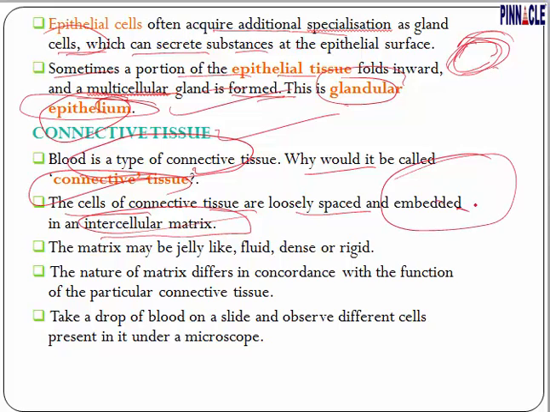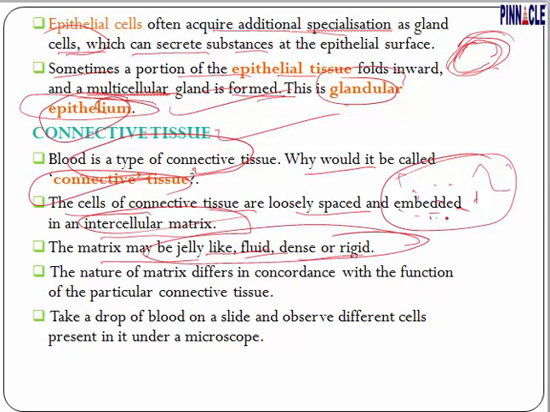This is the matrix, and the cells are embedded in it. The matrix may be jelly-like, fluid, dense, or rigid. This matrix may differ in shape or content. The nature of the matrix differs in accordance with the function of the particular connective tissue. It depends on the type, whether it is more dense or less dense, in diluted form. It depends on the type of the connective tissue.